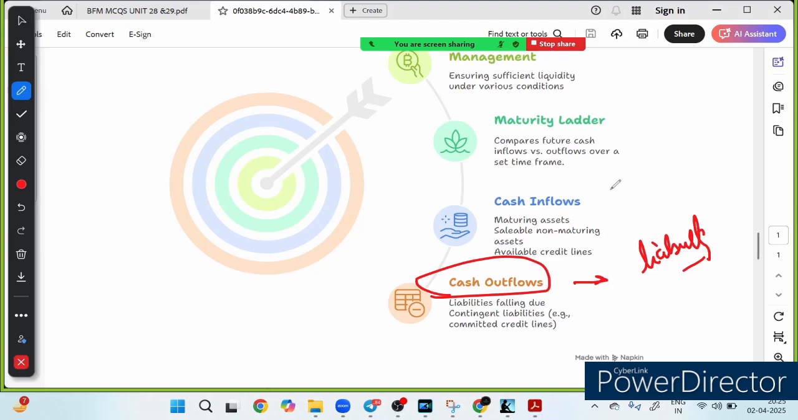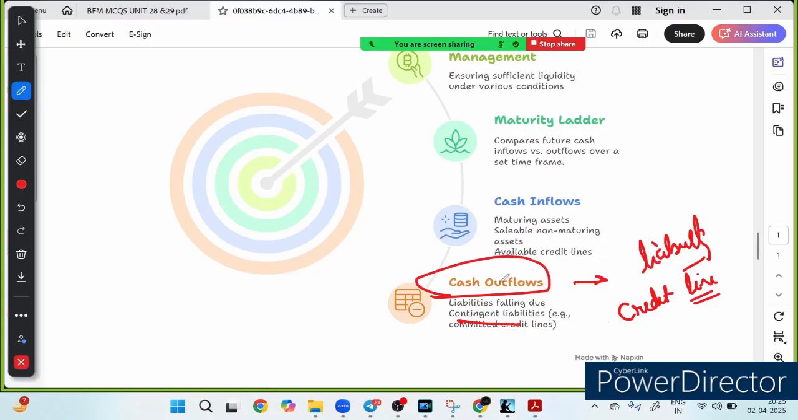Like it includes contingent liability. Remember it. Contingent liability is a kind of cash outflow. What is the meaning of contingent liability? Like debt that might arise in the future. Like suppose there is some credit line. You know, a credit line is a kind of contingent liability because it may arise in the future. Or suppose there is some liability which is falling due, such as loan payment or vendor debt. These are called cash outflow.